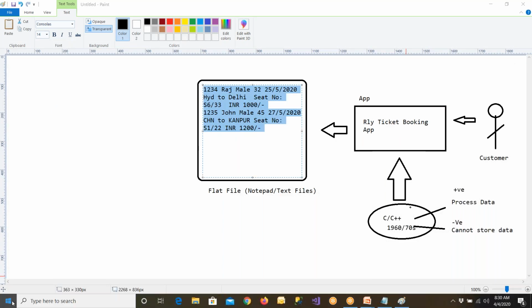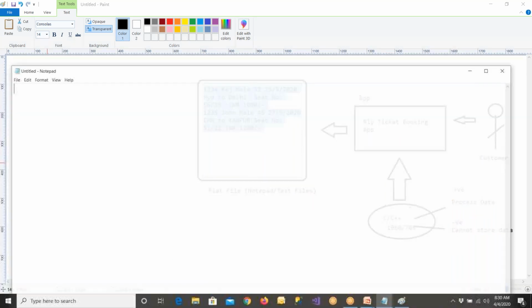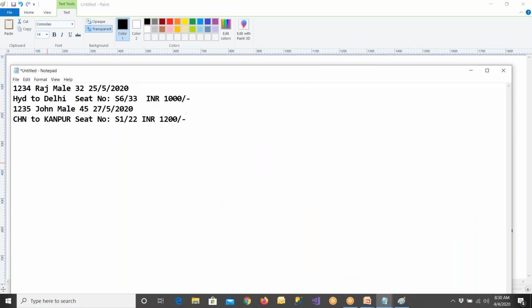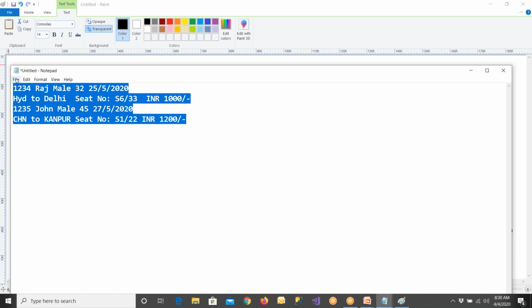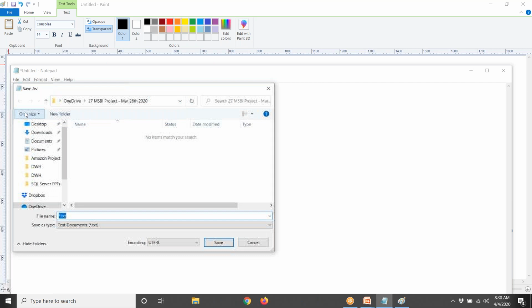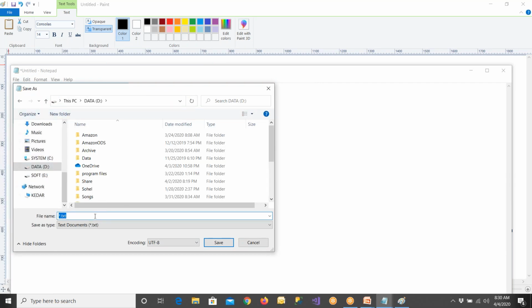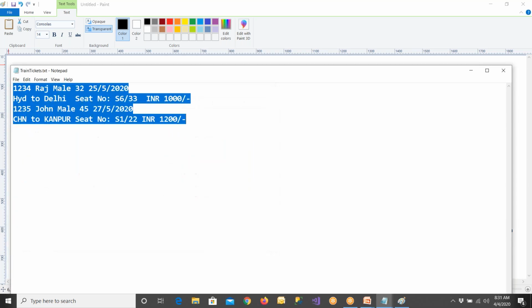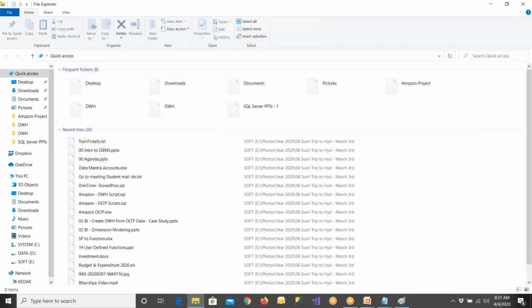So now, when you store so much data in a flat file, what are the issues that you may get? So this is the issue. I'm storing all the data, so this data has to be stored somewhere, right? So people have to save this file. Let me save the file. I may be saving this file in a computer's D drive, and I'll call it train tickets. So in .txt format, I should be able to store the information. So it has been stored in a flat file.